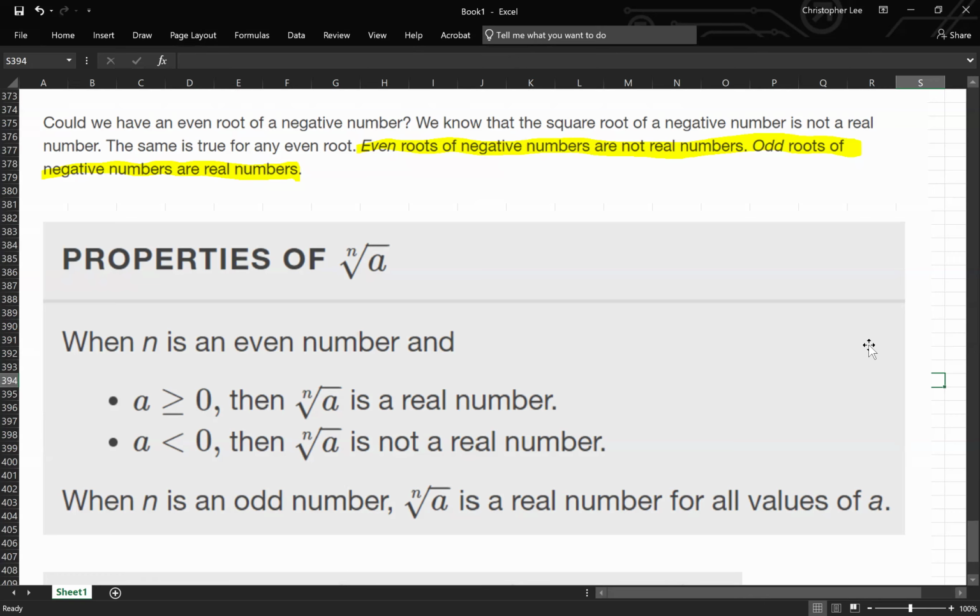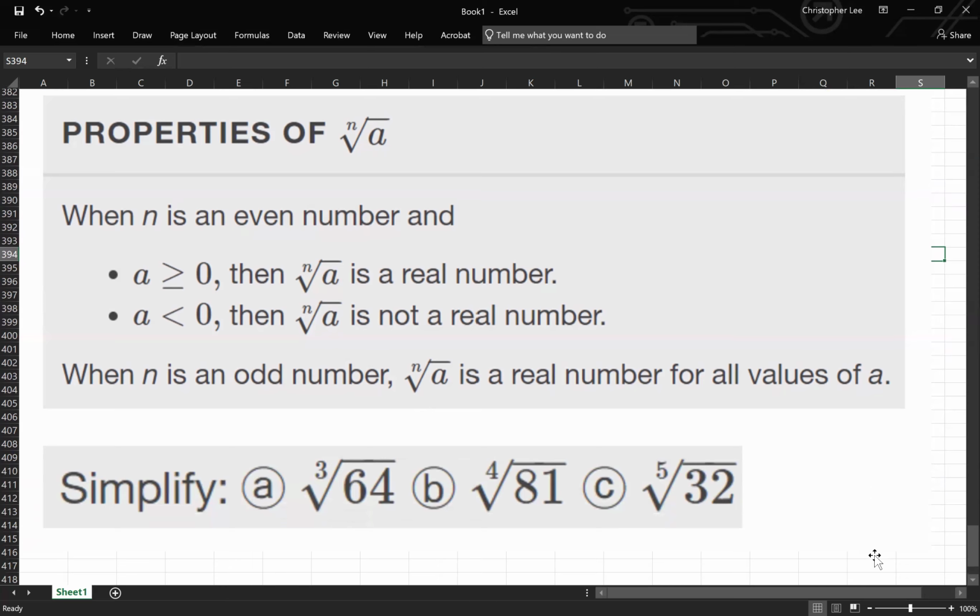So if you have an odd root here, 3, 5, 7, etc., and your radicand is negative, you're good. You're going to get out a good answer, right? If it's positive, you're good. You're going to get out a good answer, right? Only when it's odd. If it's even, then we have issues. All right. And that's it.